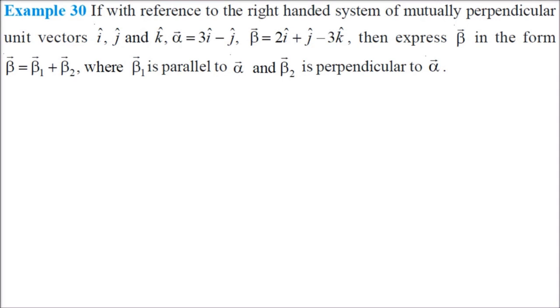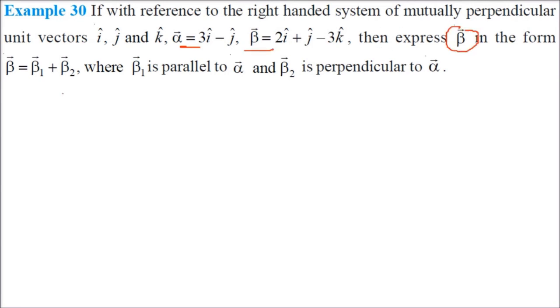With reference to the right-handed system of mutually perpendicular unit vectors i, j and k, alpha is given as 3i minus j and beta is given as 2i plus j minus 3k. Then express beta in the form beta 1 plus beta 2, where beta 1 is parallel to alpha and beta 2 is perpendicular to alpha.